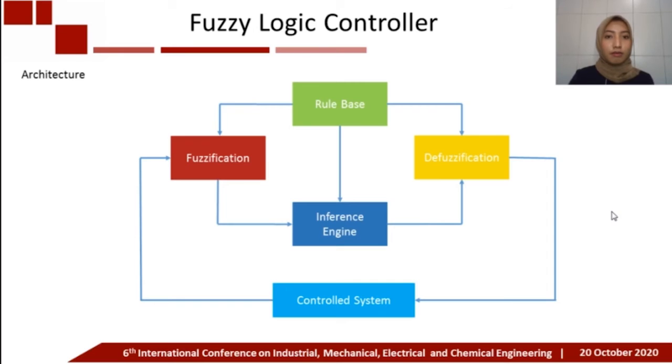Next, this is the architecture of the fuzzy logic controller. There are some parts. The first one is fuzzification, inference engine, rule base, and defuzzification. Fuzzification is used to convert input from a crisp number into a fuzzy set with a membership function. The inference engine determines the matching degree of the current fuzzy input with respect to each rule and decides which rules are to be fired according to the input. The rule base contains the set of rules and the if-then conditions. Then the defuzzification is used to convert the fuzzy set obtained by the inference engine into a crisp value.